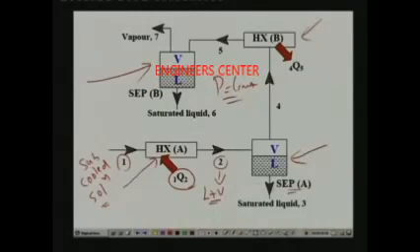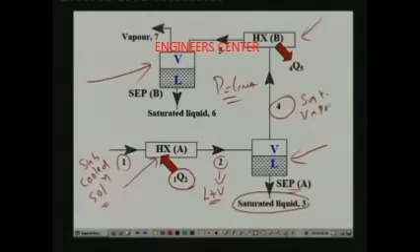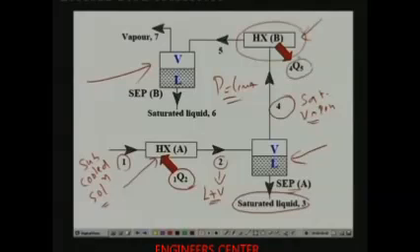In the separator, the saturated liquid at state 3 is separated from the saturated vapor at state 4. So, this is the saturated vapor. What is the function of the separator? Its function is simply to separate the liquid from the vapor at the same pressure, and there is no heat transfer or anything in the separator, that is the assumption. Then I cool this saturated vapor in heat exchanger B by extracting this much amount of heat.